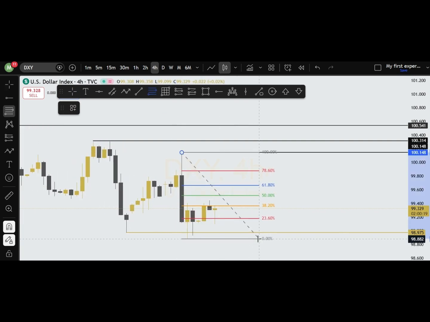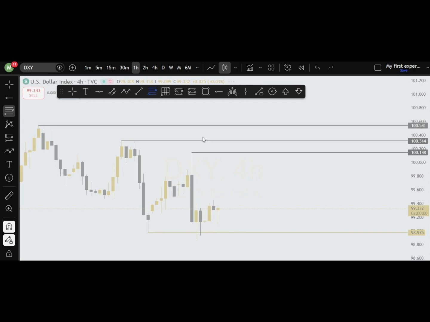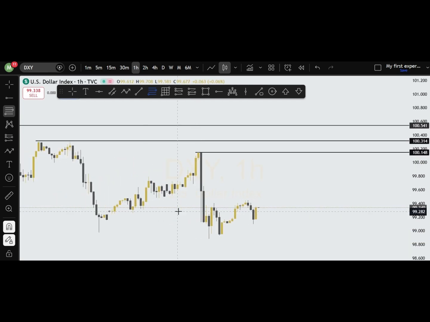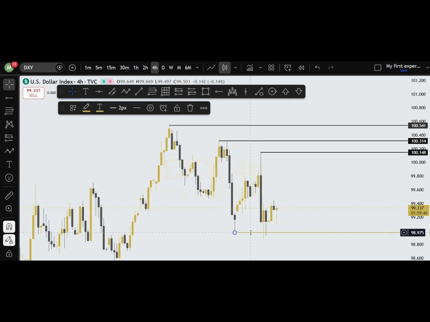But to be honest, we see it as being a little bit bearish. So there's really nothing much to it.